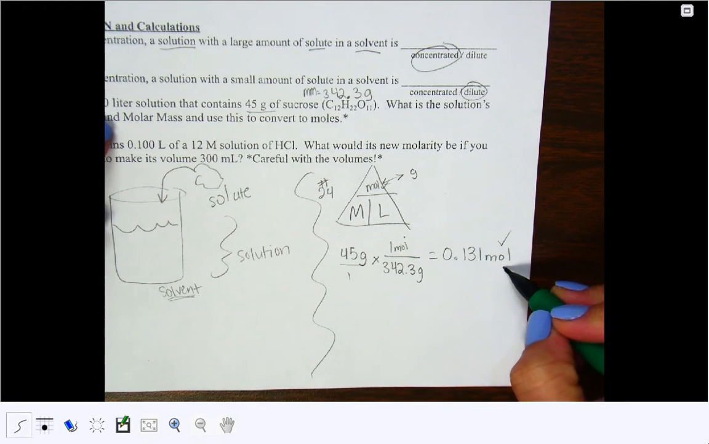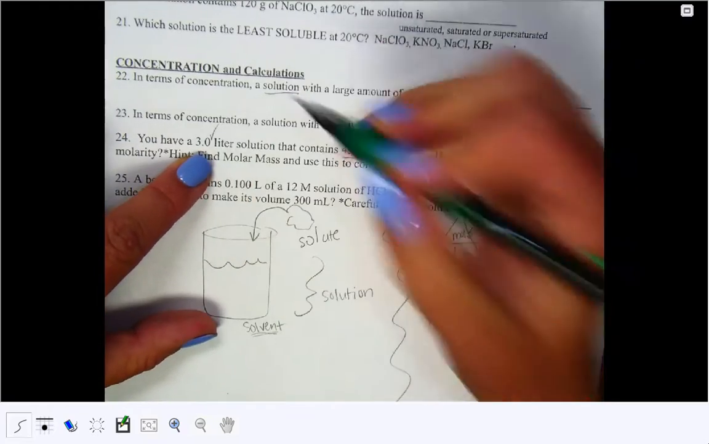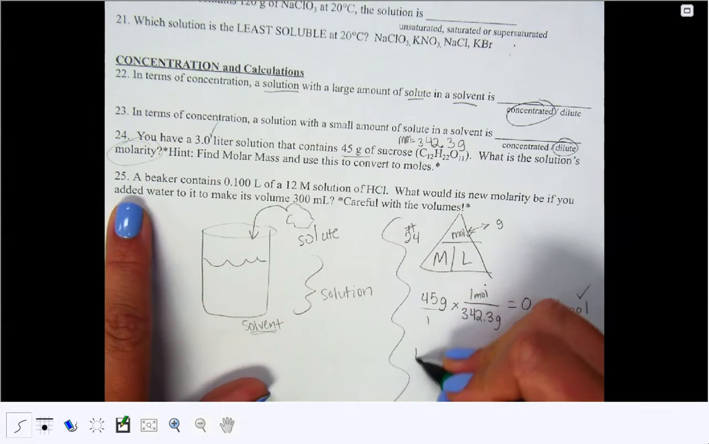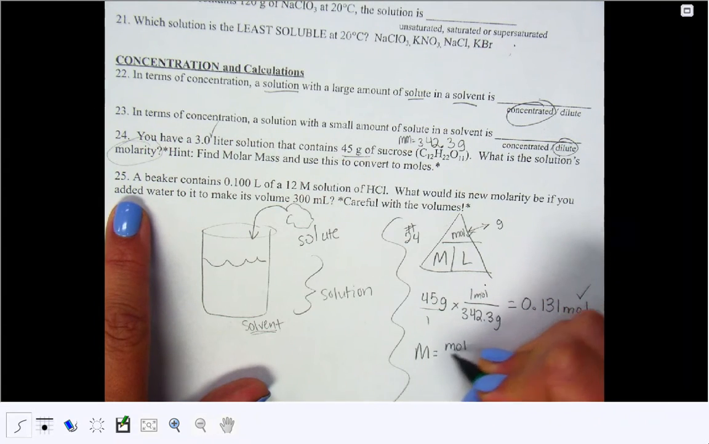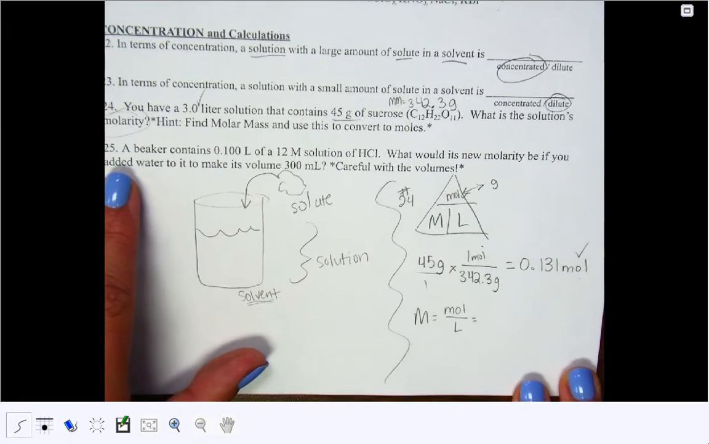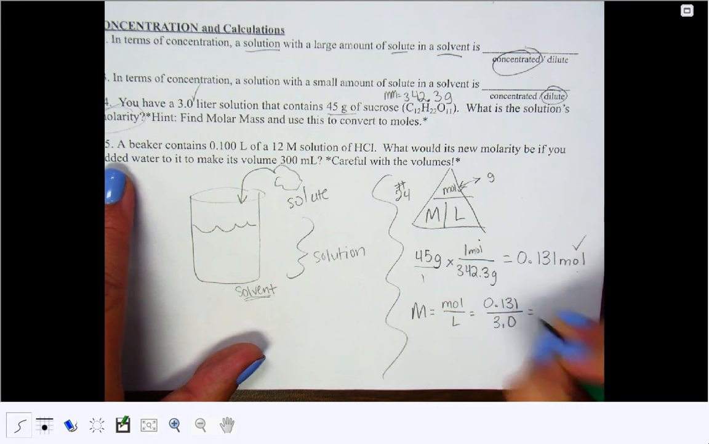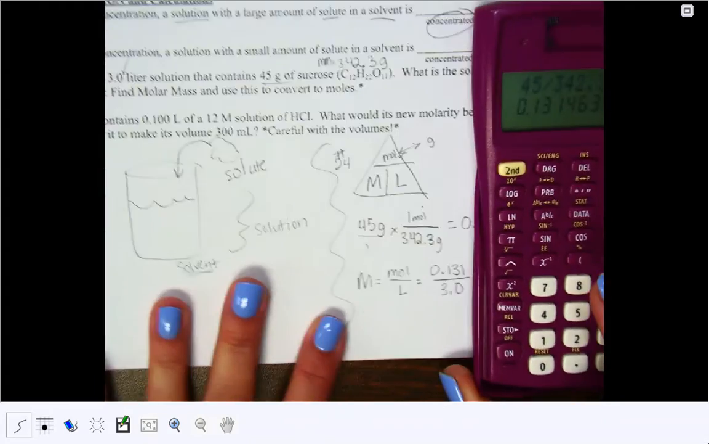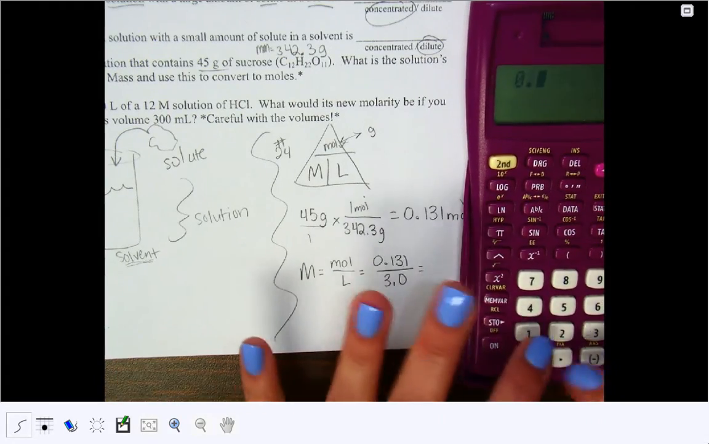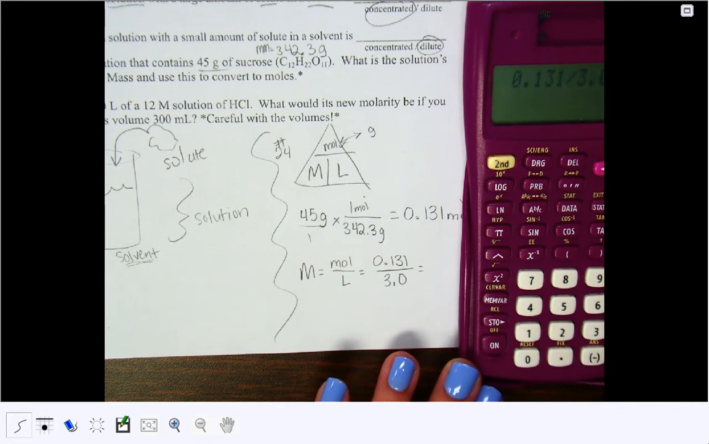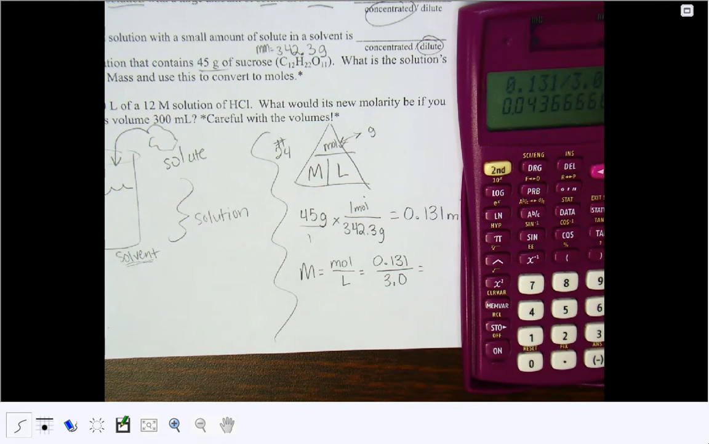I have moles down here, and I had liters up here in the problem itself. I'm solving for molarity. Okay, so molarity was equal to moles divided by liters. So when I plug and chug into that, I'm going to have 0.131, and I'm going to divide it by 3.0. So I'm going to put that into my calculator. 0.131 divided by 3.0, and I get the answer 0.436. I'm going to round up to 0.44.